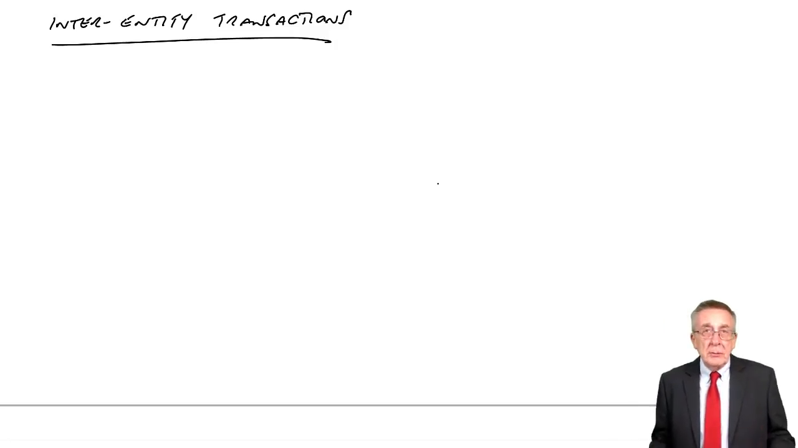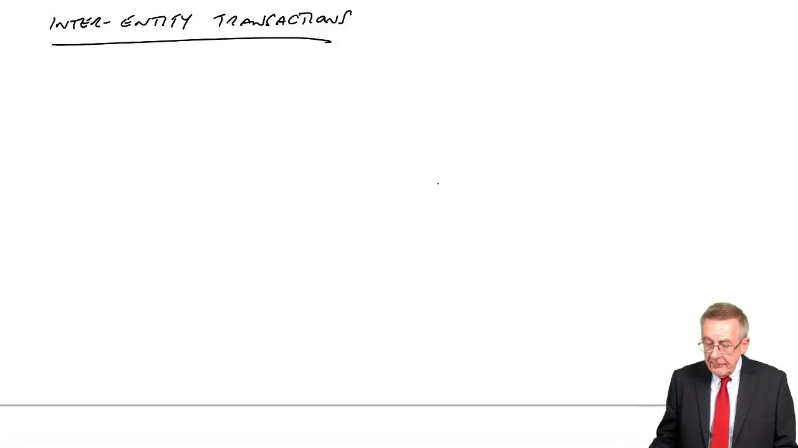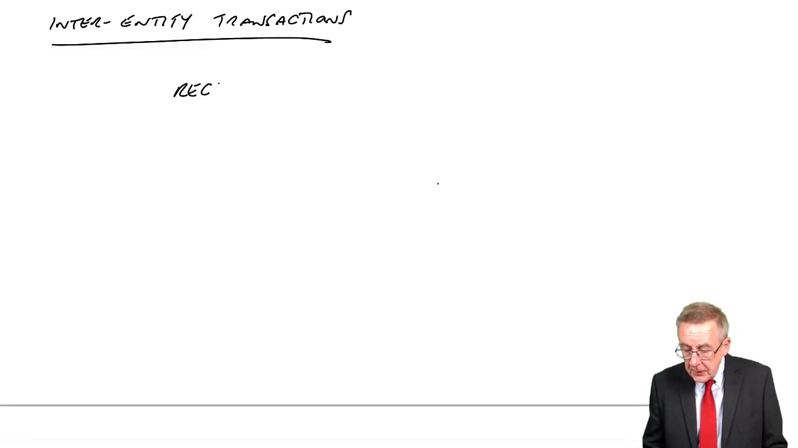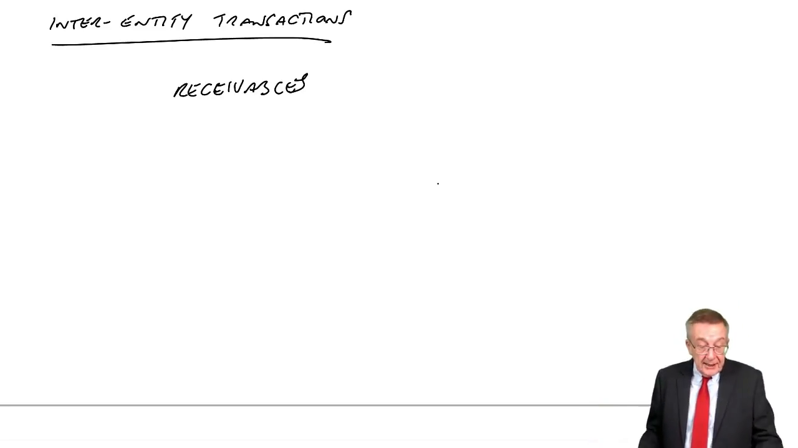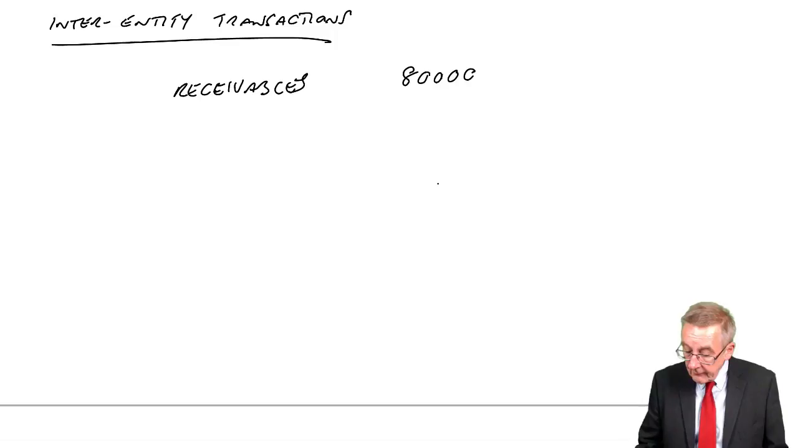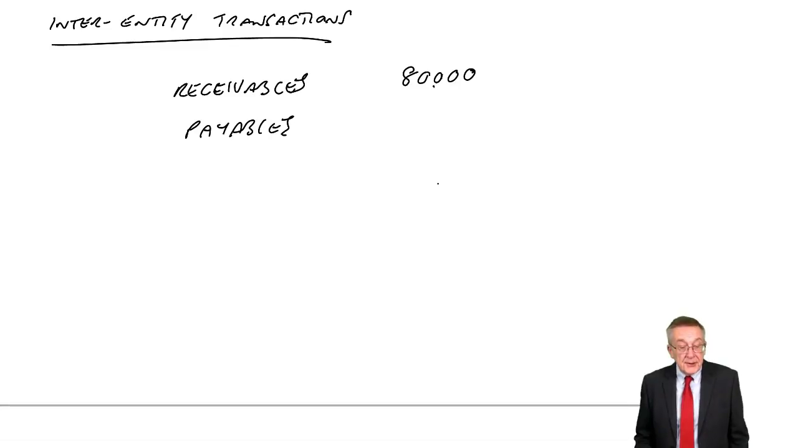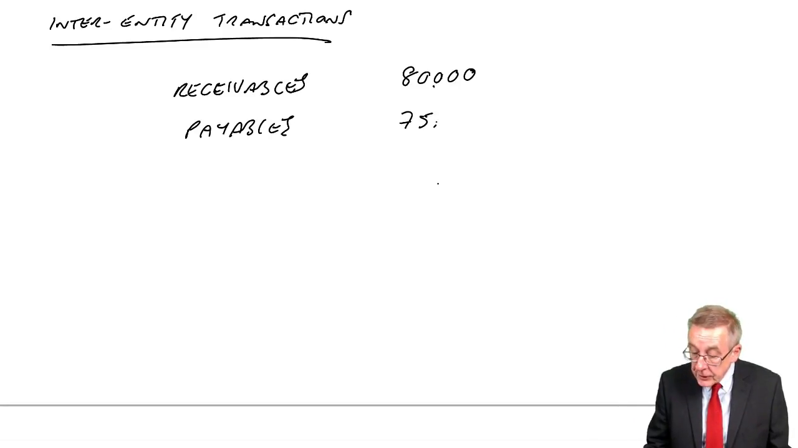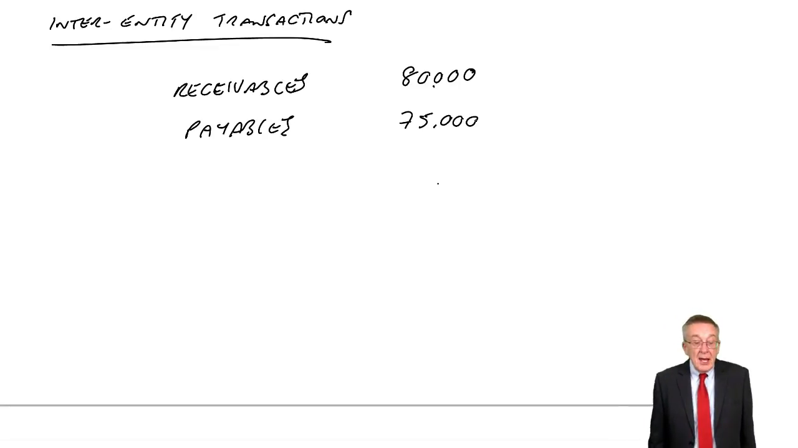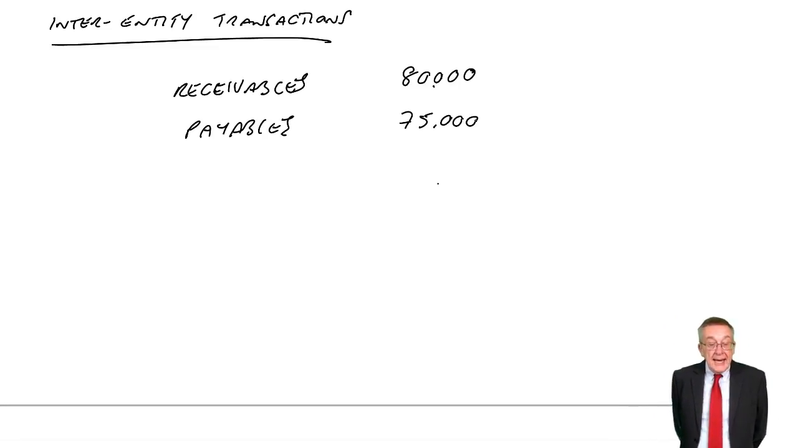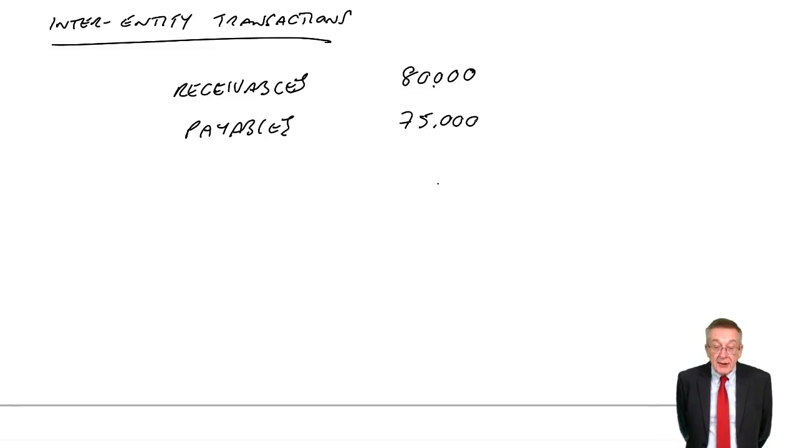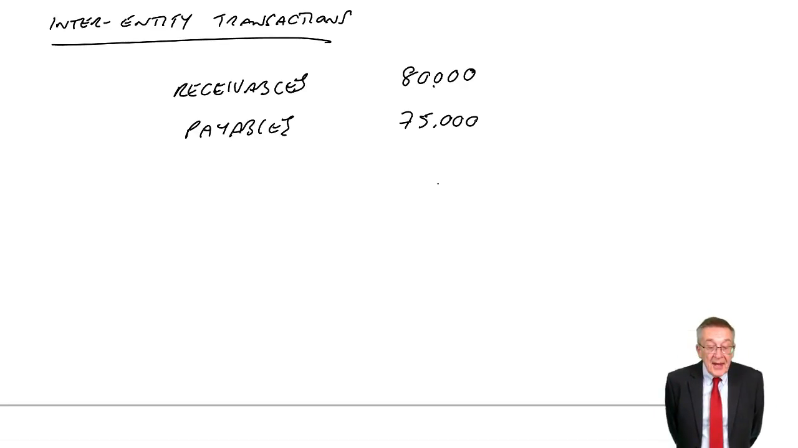Now, if it weren't for the last line of this question, what would we do? As we normally do. Receivables, current assets, you simply add up and we'd have 80,000. And similarly payables, part of current liabilities, we simply add up 75. Now that's what we'd normally do. However, if you read the last line, included in P's receivables is 8,000 owing from S, and obviously therefore S's payables include the 8,000 owing to P.